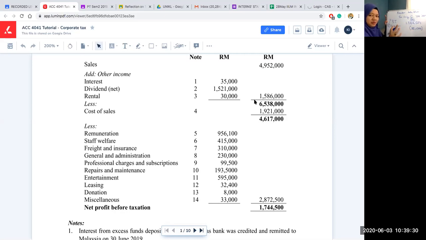Some students write here that it is exempted. No, that's wrong. What you want to do is take it out first, then only assess at the bottom, because that is the format for your taxable income. Is that clear?